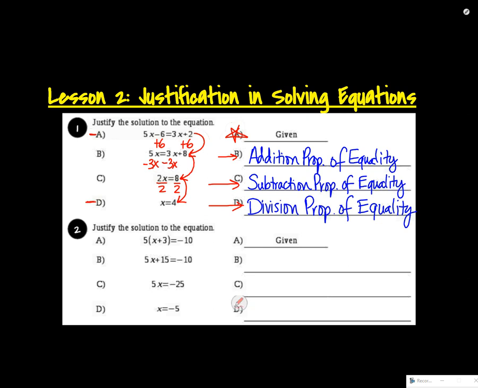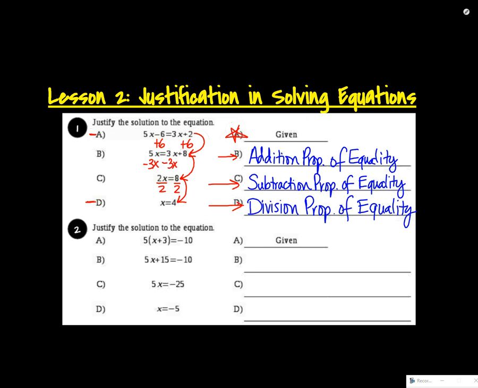Now, not everything's a property of equality. Remember that last little bit on the last slide where it was like the distributive property is not a property of equality, because that's not happening on both sides. And even if it does happen on both sides, the same thing isn't happening on both sides of the equal sign. The simplify and the combine like terms, those are not properties of equality. So I won't write property of equality for everything.